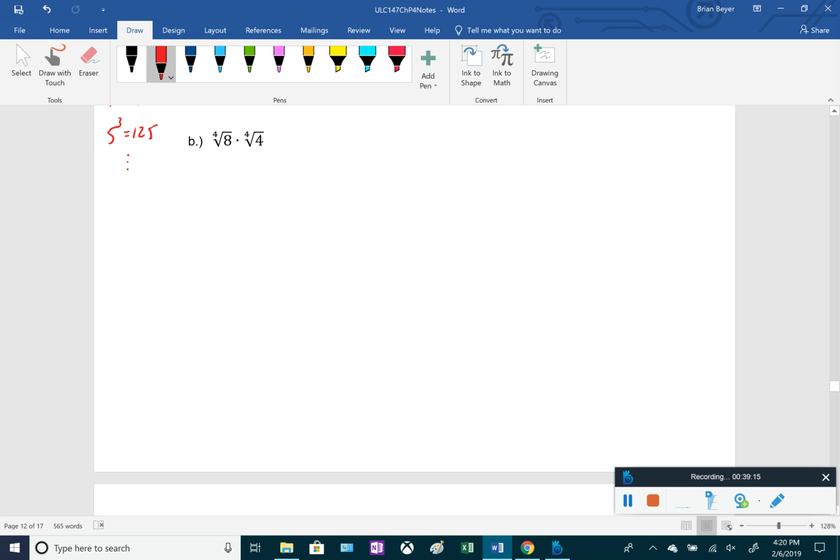Next one, we have the fourth root of 8 times the fourth root of 4. So we actually can't even simplify these. So fourth root, it's definitely a little bit harder. So let's combine them and then simplify. So based on that rule, we can combine it into 1 and make it the fourth root of 8 times 4. So this is going to be the fourth root of 32.